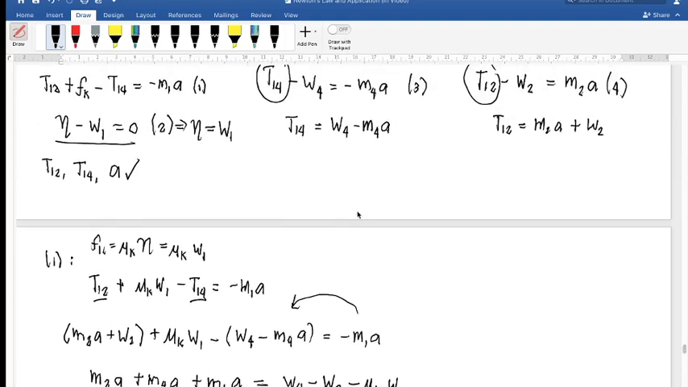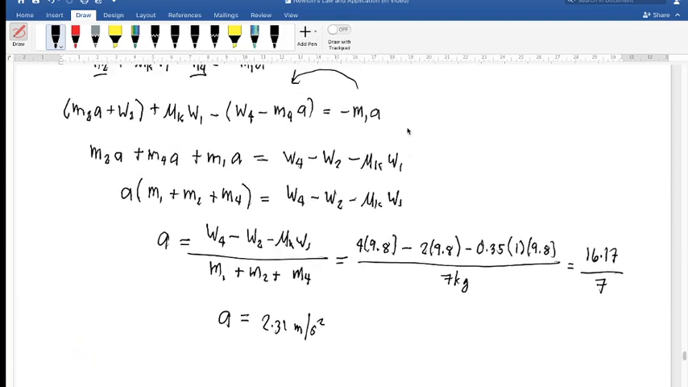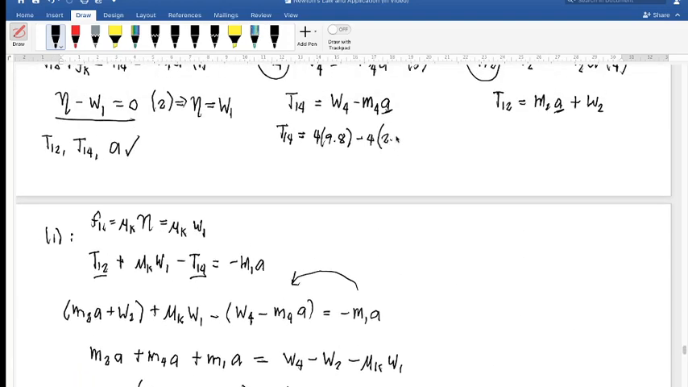So next, we have to find the T14 and T12. So from here, we can get T14 because we have the acceleration. And we can also get the T12 here because we have the acceleration. Okay? So T14, and the weight of the 4 kilogram is just 4 times 9.8. Then mass is 4, and the acceleration is 2.31. So we have 2.31 here. And that is equal to, what is the tension? So 4 times 9.8.